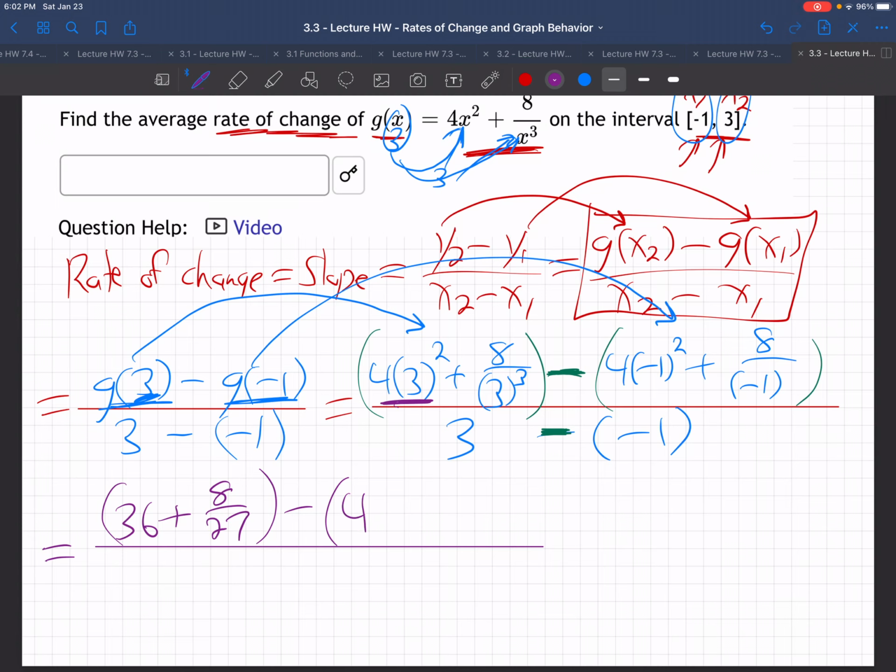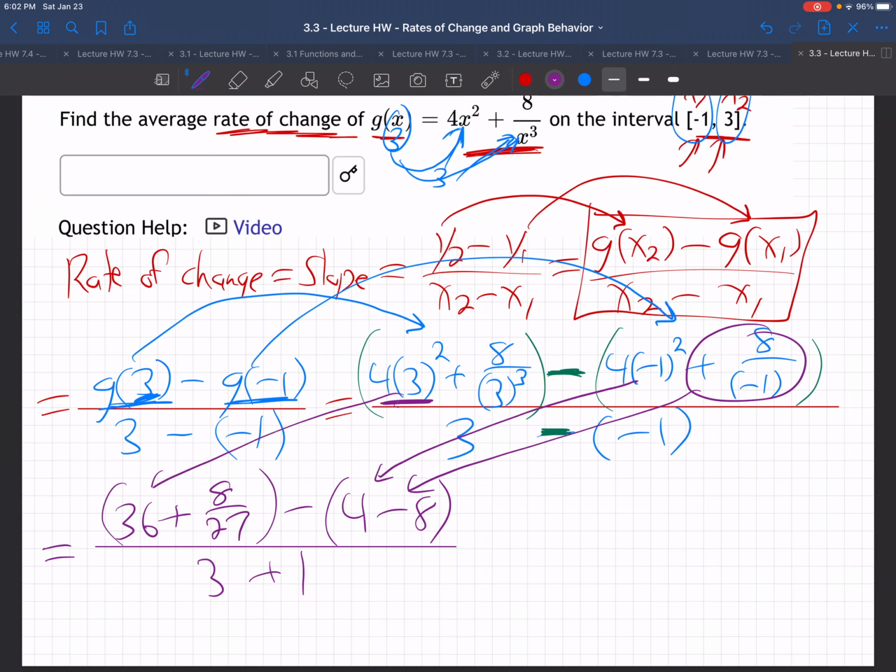So this will be 4 minus 8. This is 3 plus 1. Did you track with all those steps there? So right here, this becomes minus 8, doesn't it? 8 divided by negative 1. And this, of course, is 4. This is 36, and this is 8 over 27. All right.